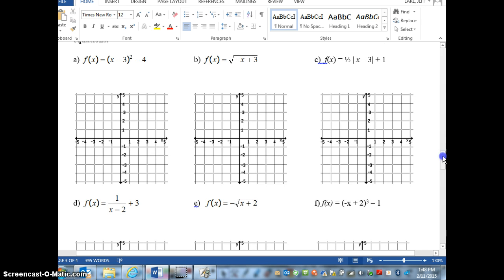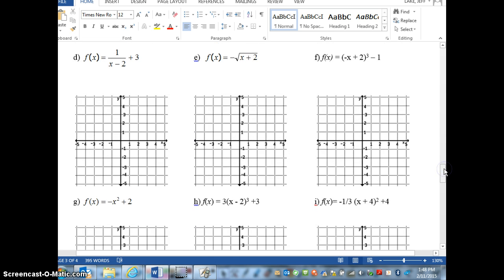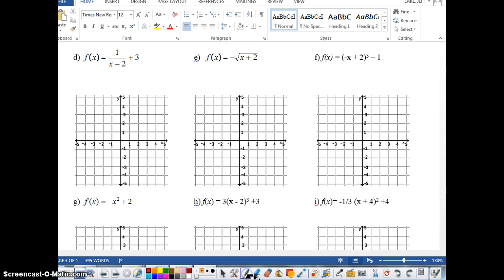All right, we're going to do letter D. All right, so this is the 1 over x graph. So remember, when you have something on the bottom of the fraction with that x, that's going to be like the inside, so that's left or right. So this is going to be a right 2, and then it's up 3.